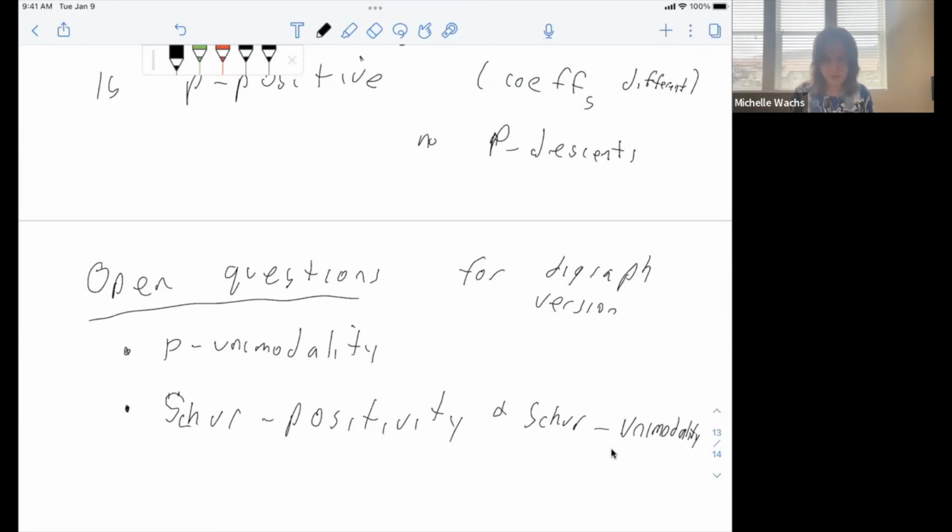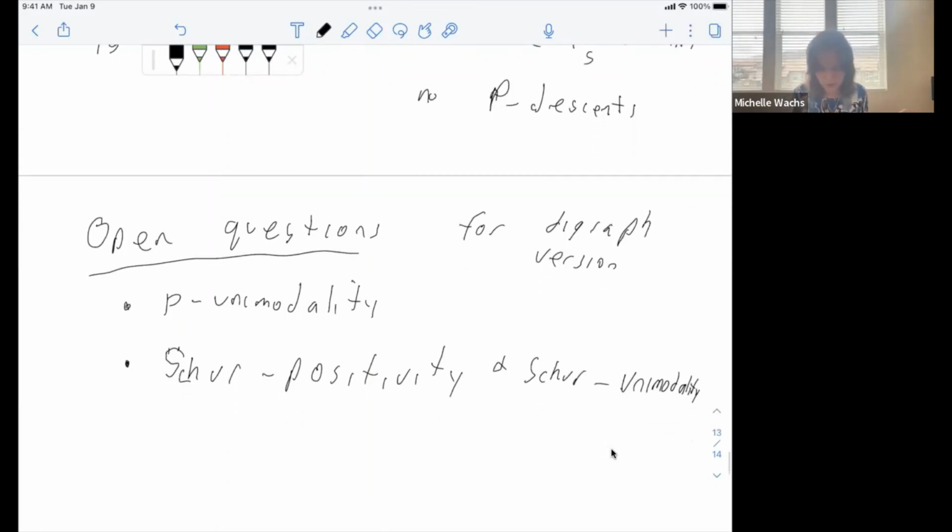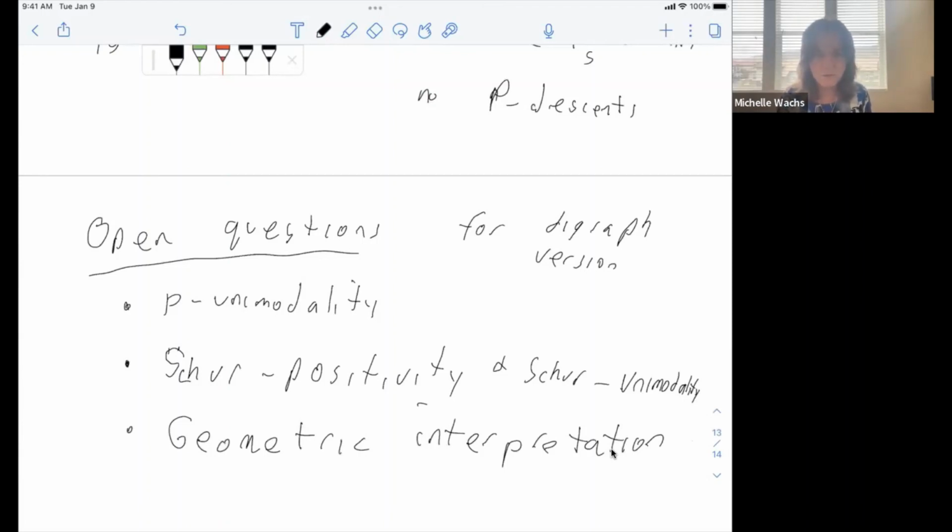So the Schur unimodality for the natural unit interval graphs came from the correspondence with Hessenberg varieties and the Hard Lefschetz theorem. We don't have that for this more general setting, and we don't have a geometric interpretation. So maybe there is some geometric interpretation. We have this more general conjecture, and here we don't have a geometric interpretation.